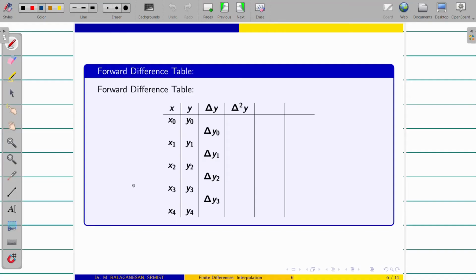Second difference. How to do the second difference? This value minus this value. It will be delta square. Forward means y0, backward means the last value. We have to write that. There is nothing apart from that. Right, so this is the second difference. Next, third difference: this value, next value minus that value.